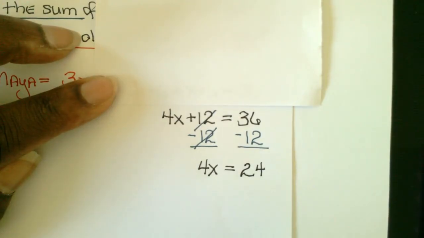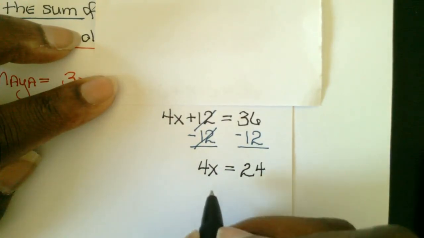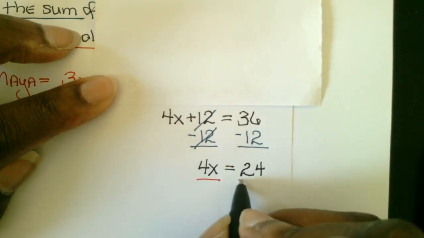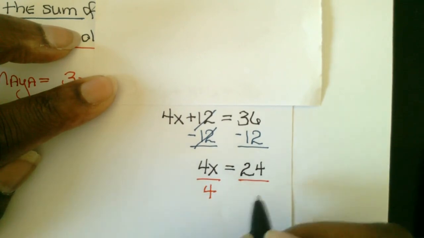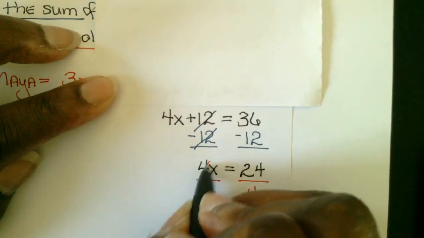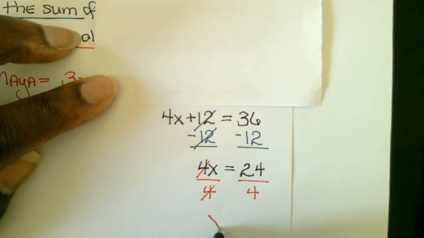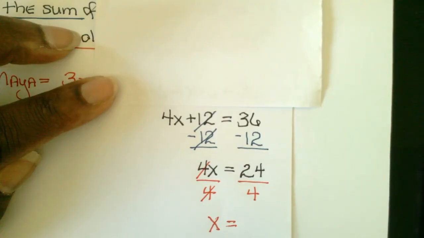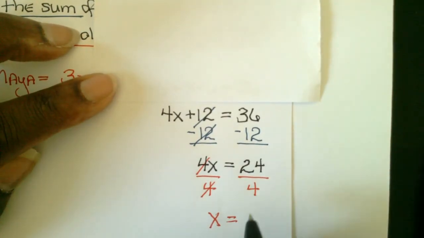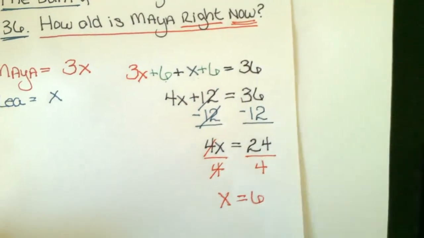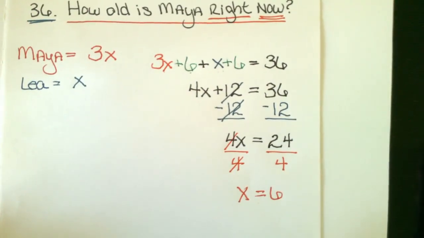There we go. So now we're going to divide because 4x is 4 times x. Now we're looking at the inverse. So that means we're going to divide by 4 on both sides. 4 divided by 4 gives me 1x, or just simply x. 1x and x mean the same thing. 24 divided by 4 gives me 6. x equals 6.